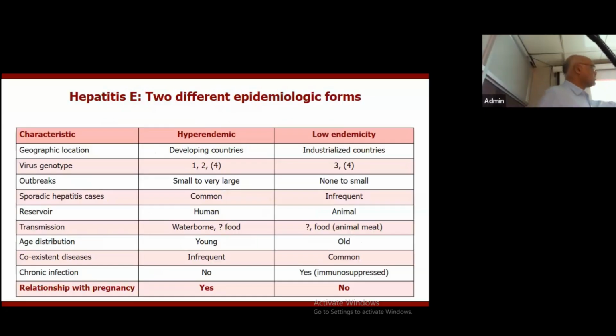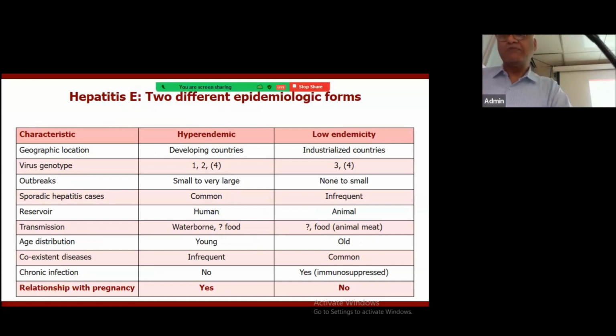So genotype 1 and 2 viruses are seen in countries where the infection is hyperendemic. The reservoir is in humans because this virus cannot affect animals, and this leads to outbreaks which can be of different sizes. It also leads to sporadic hepatitis. It is transmitted by water or sometimes possibly through food, mainly affects young people, and there is a relationship with pregnancy. That is our main discussion today.